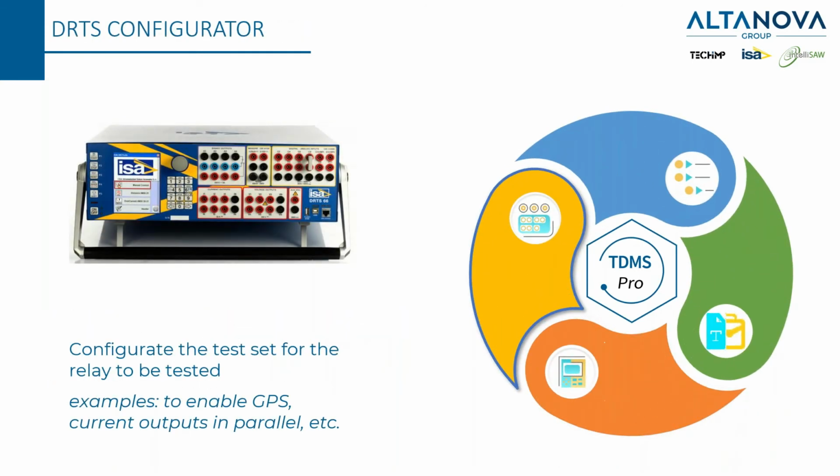The DRTS configurator, as I told you before, gives you the possibility to adapt the hardware present in your DRTS in order to define the best configuration for your test. Configuration like the GPS: you can enable the GPS, you can set the time of the test that you want to start. You can decide how many binary inputs and outputs you want to use. You can decide the output configuration, for example, if you want to connect in parallel the current generator. Everything is possible to be done here in the DRTS configurator.